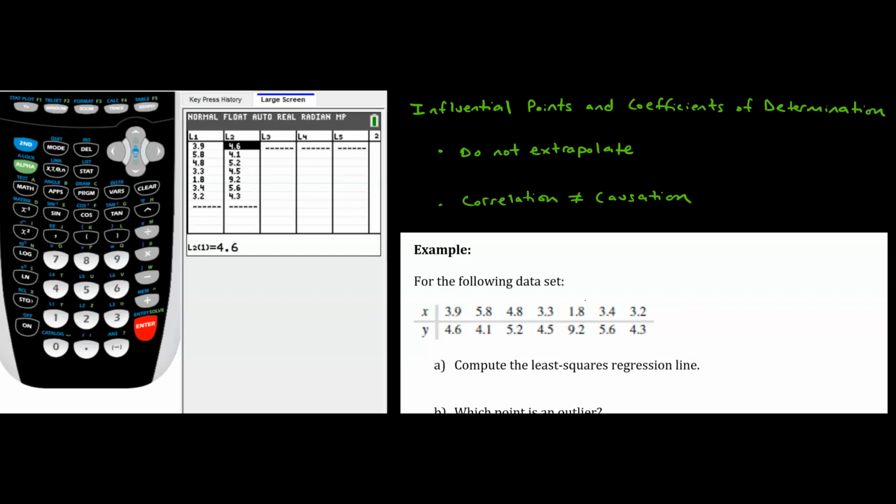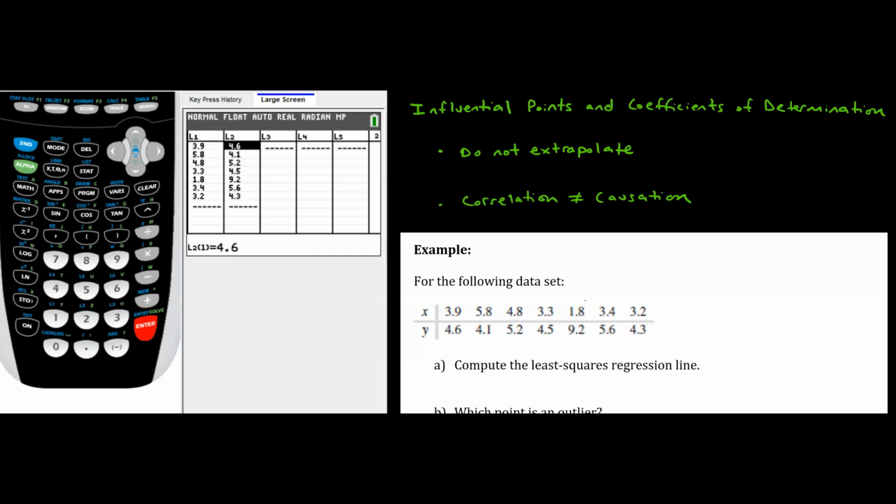The focus of this video will be on influential points and coefficients of determination. But before I talk about those topics, I want to bring up a couple of other very important points that always need to be considered whenever working with a linear model. The first is that you should never extrapolate. Extrapolating refers to making predictions outside of your range of data.